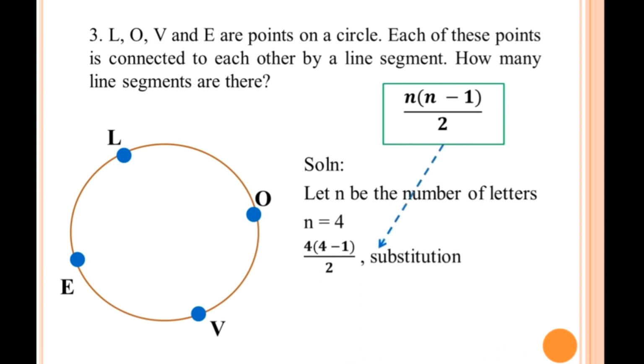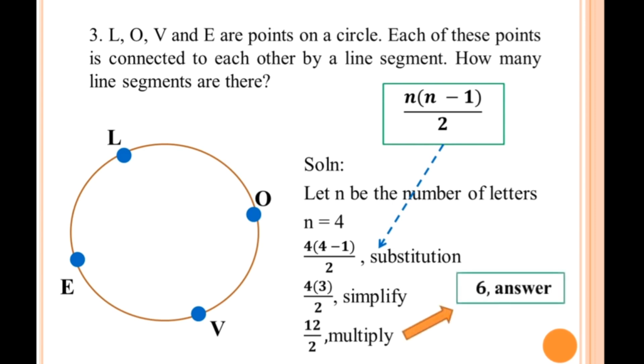Then substitute into the given formula, so we have 4 times (4 minus 1) over 2. Then 4 minus 1 is 3, so we have 4 times 3 over 2. Then multiply, we have 12 over 2. Then the quotient is 6. So meaning to say, if we have LOVE, our points on a circle, then we can create 6 line segments.